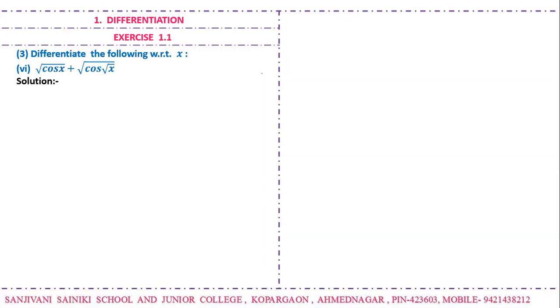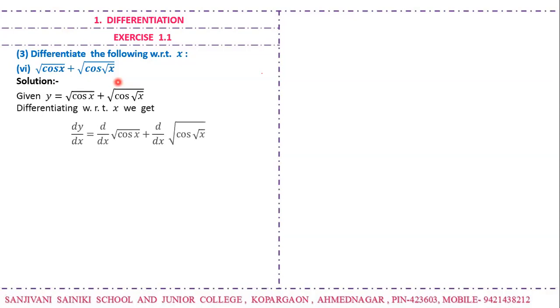Differentiate the following with respect to x: root cos x plus root cos of root x. Again, let y be equal to the given expression. Then differentiating with respect to x, here there is addition of two functions.